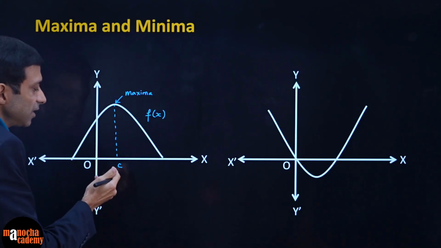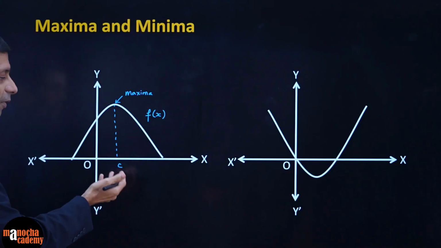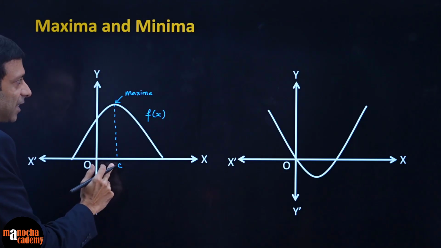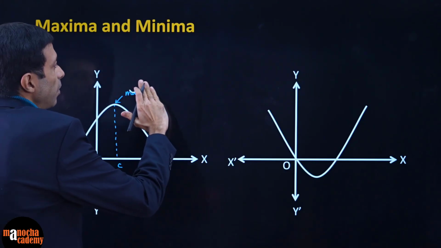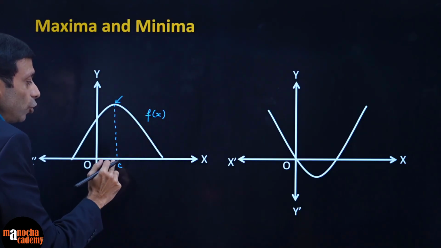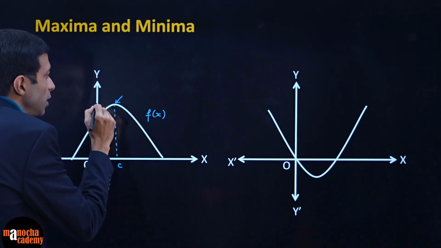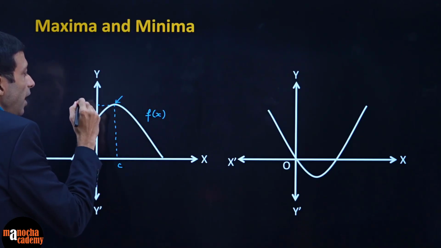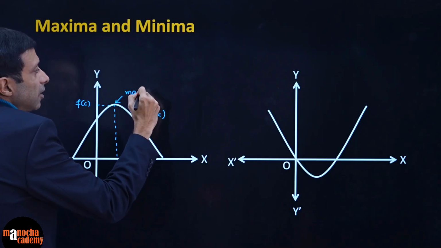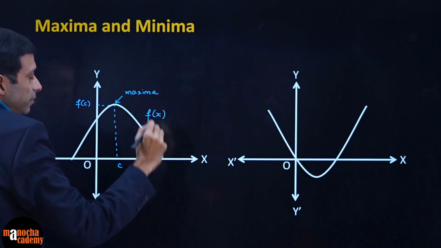Let's call it c. c can have any value, 2, 3, whatever, right? So the function gets its maxima at c, and this maximum value will be what? You plug in c into the function. So this value here will be f(c). So this we can say is the maxima here.